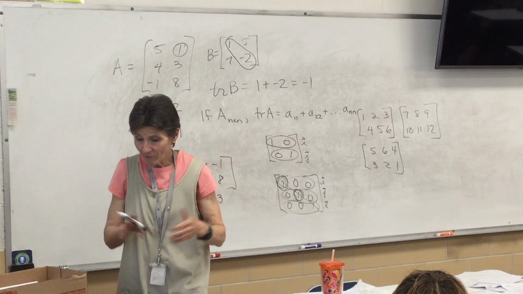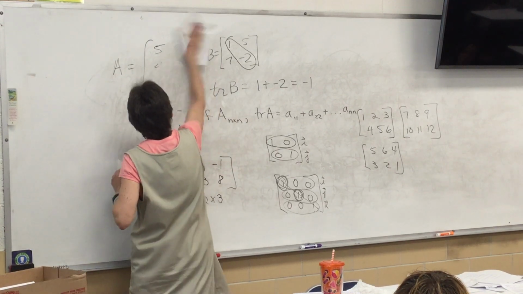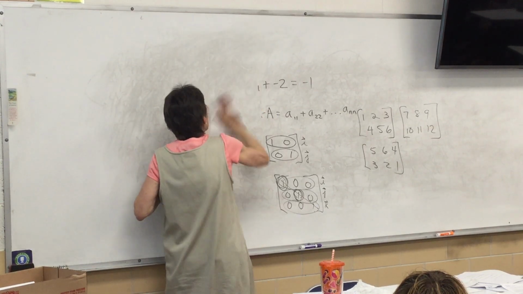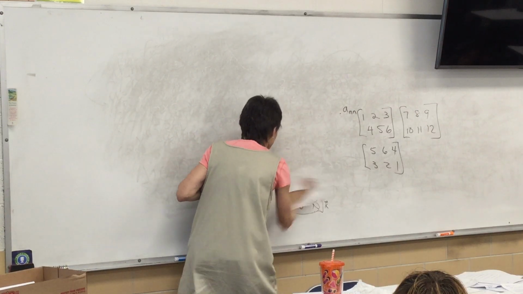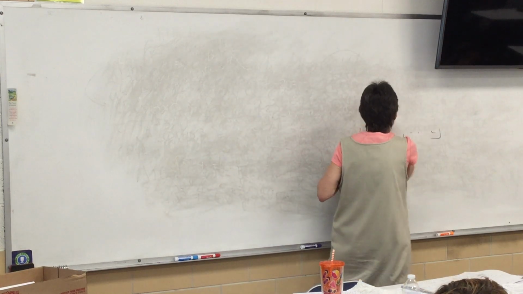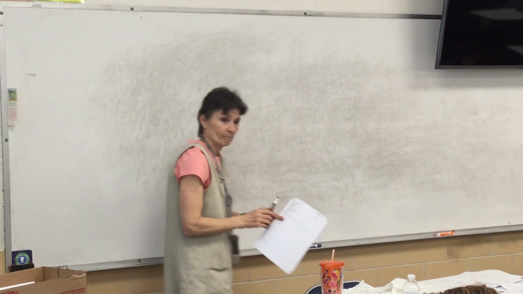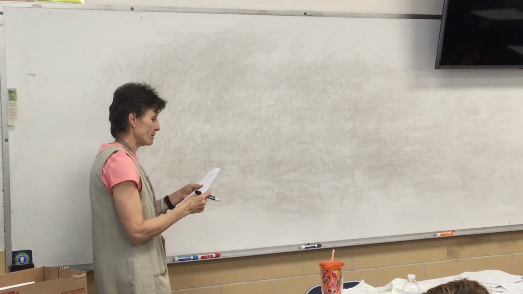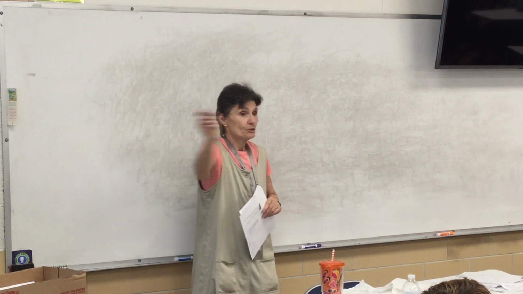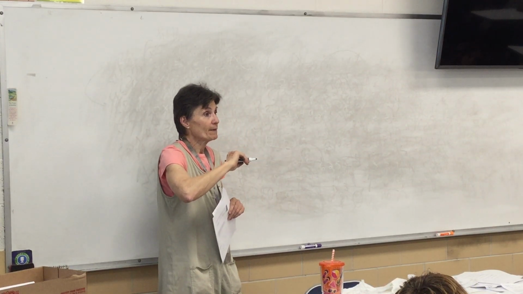Now, with all that vocabulary information, and I'm sure there's some I forgot and we'll have to add in as we go, we should be able now to do some of these problems. All right, so let's look at 2A. What are the dimensions of matrix B? 2 by 3. Why? 2 rows, 3 columns, right?